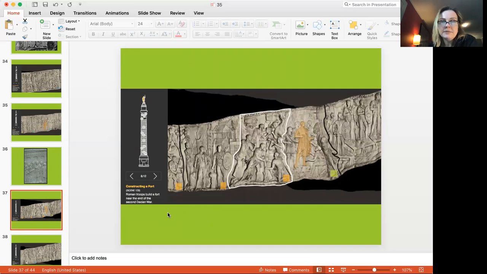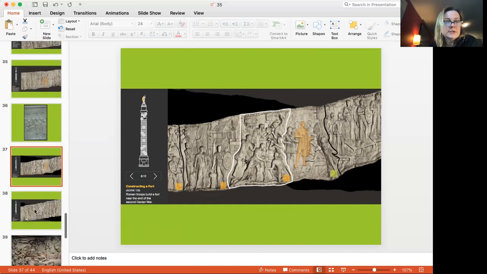We see sometimes activities in addition, again, to battles, sort of work, right, where they are constructing a fort. Again, we will see soon Trajan with the soldiers.